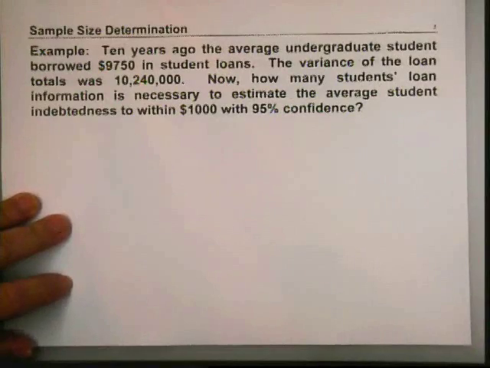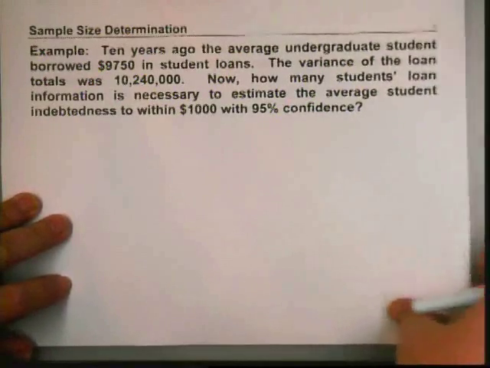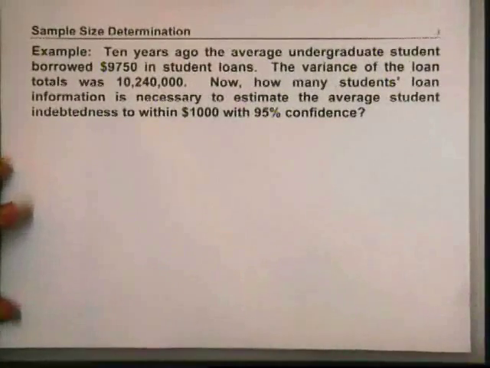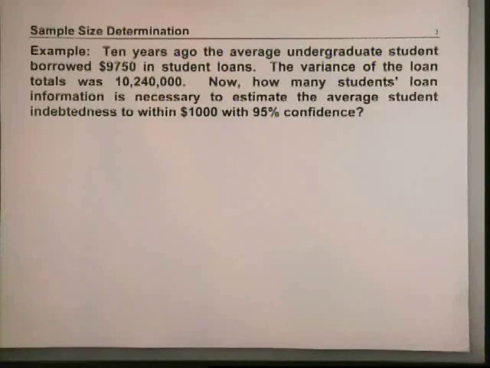Okay, so let's look at an illustration. Ten years ago, the average undergraduate student loan borrowed $9,750 in student loans. The variance of the loan totals was $10,240,000. That's variance. That seems large, but remember it's in squared units. Okay. Now, present day, how many students' loan information is necessary to estimate the average student indebtedness to within $1,000 with 95% confidence?